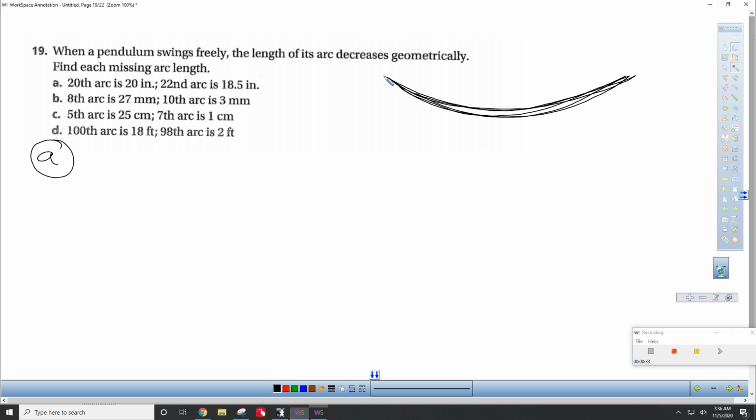All right, here we go. So, what's happening in this pendulum is that each time it swings, it loses a little momentum because of resistance, mechanical resistance, friction, whatever. So we know that the 20th slot, this is what's confusing, is 20 inches. So the length of the swing was 20 inches in the 20th swing, okay? The 21st swing, that's the one we don't know. But we do know that the 22nd swing was 18.5.